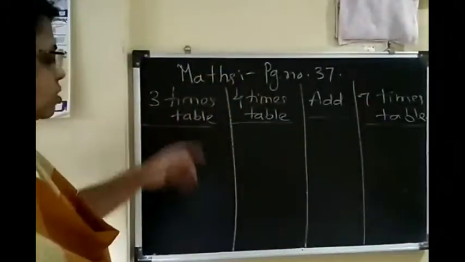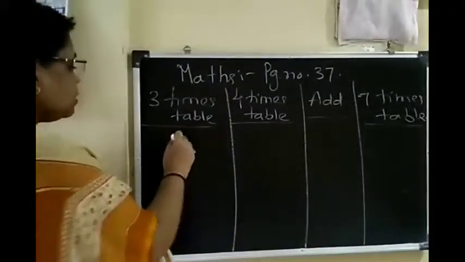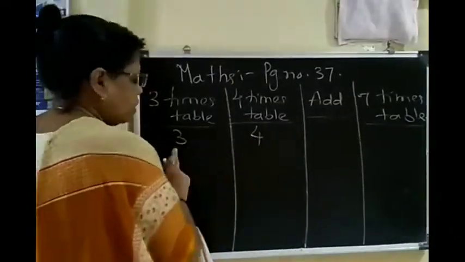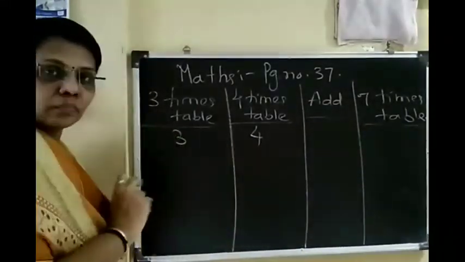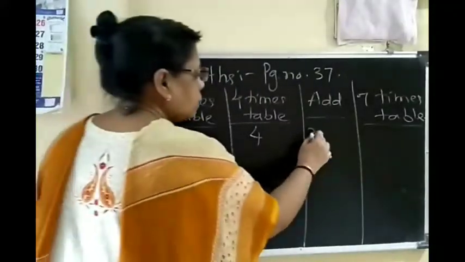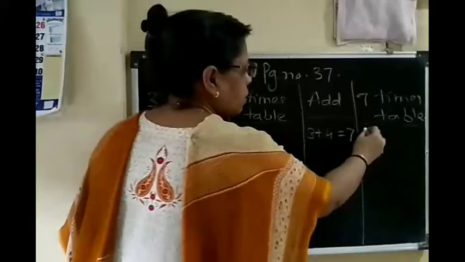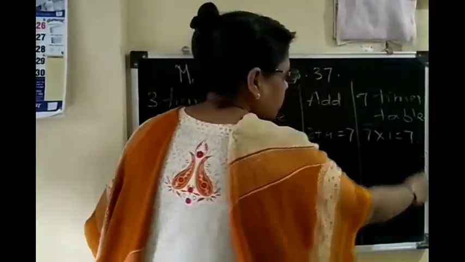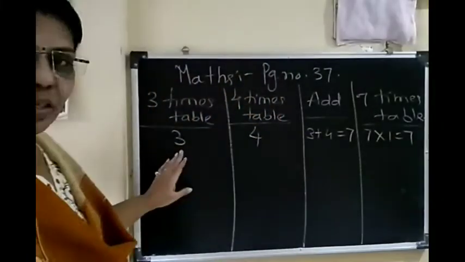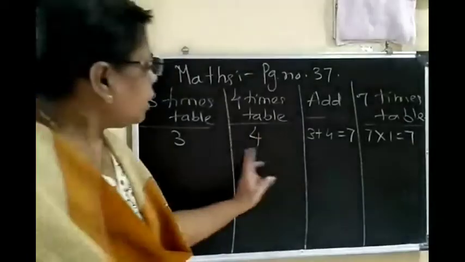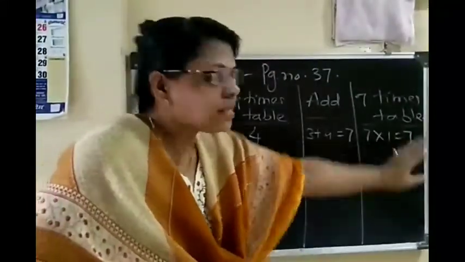So here first the 3 times table. How to write that? See here, 3, 4. 3 ones are 3, 4 ones are 4. Simple. And here 3 plus 4 is equal to 7. 7 ones are 7. Got it? 3 ones are 3, 4 ones are 4, 3 plus 4 is 7, 7 ones are 7.